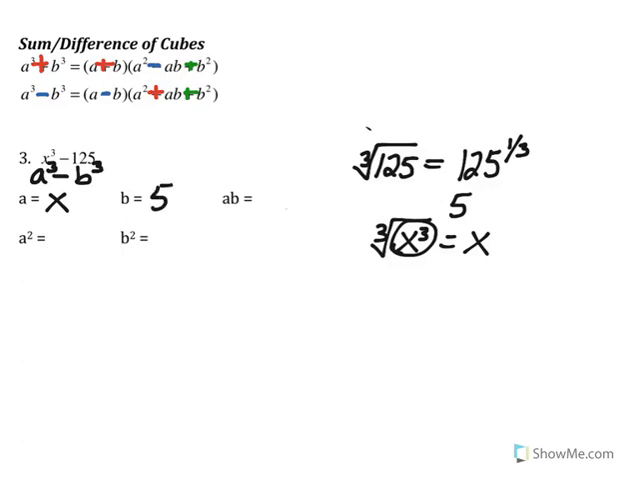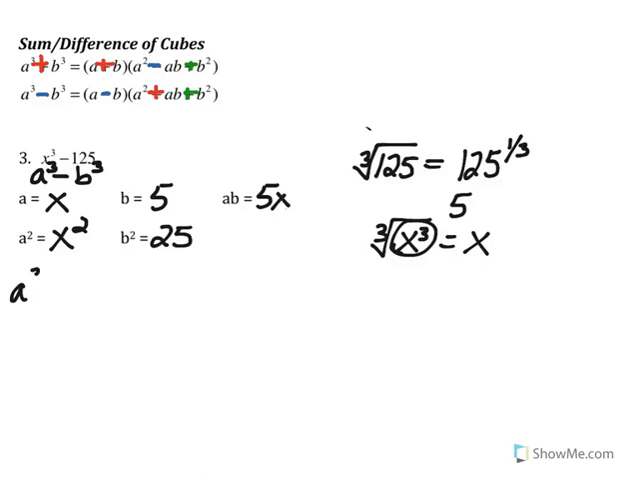Again, you could use a calculator for that. Sometimes I'll only write out A and B. Here I'm writing AB since that's part of the formula, so that would just be 5x. You multiply them together. And then we're going to square both. A squared is x squared, and B squared is 25. Now you have everything you need to plug into the formula.